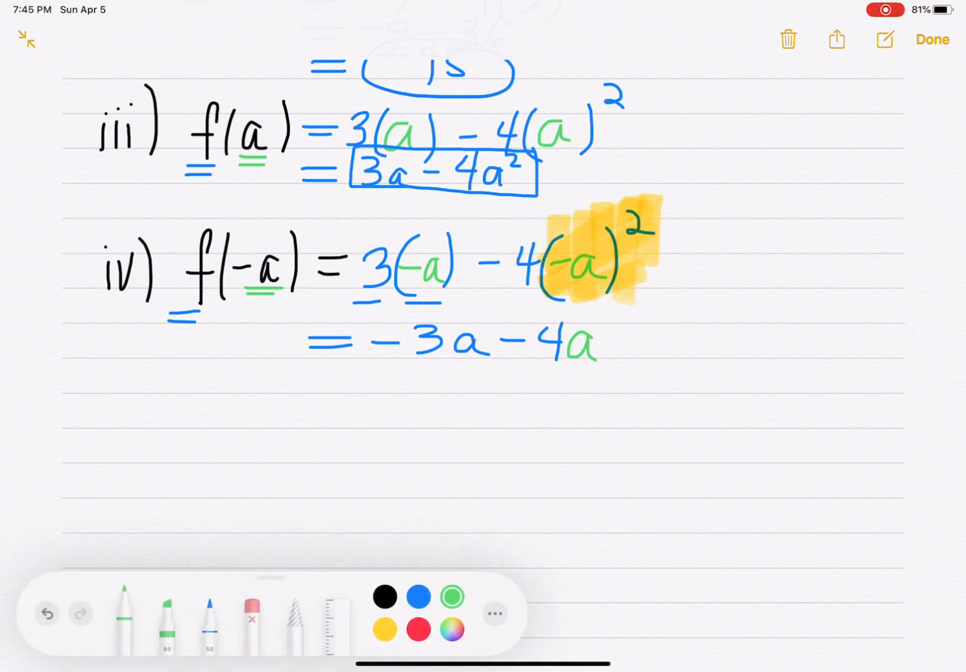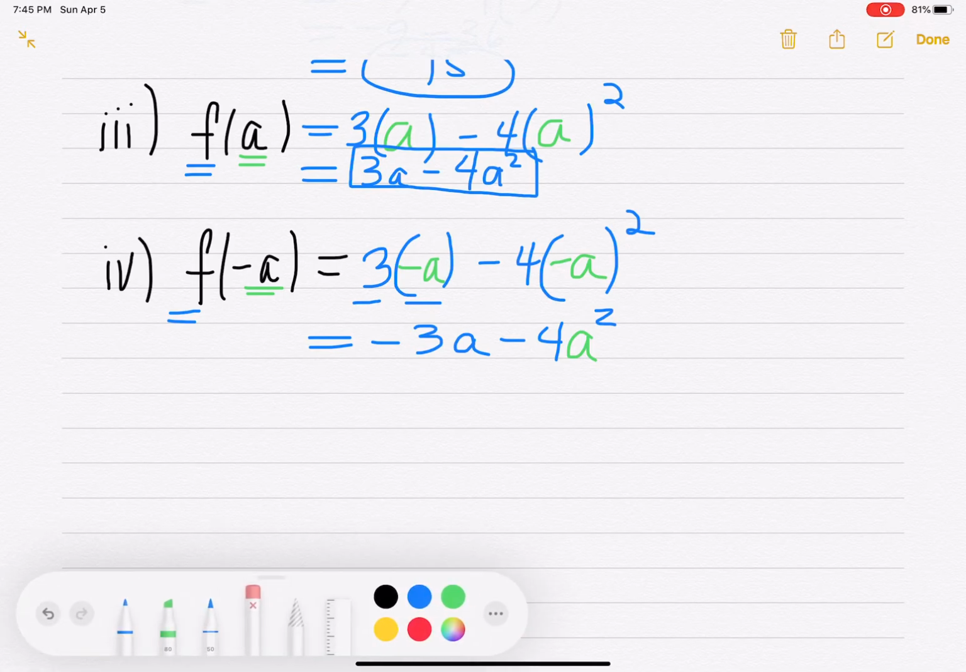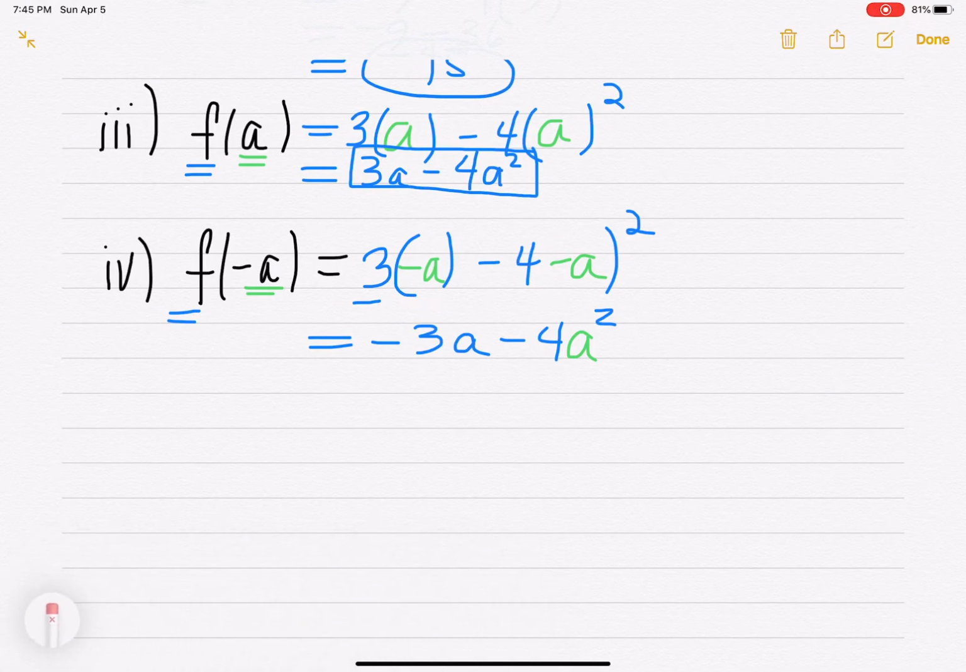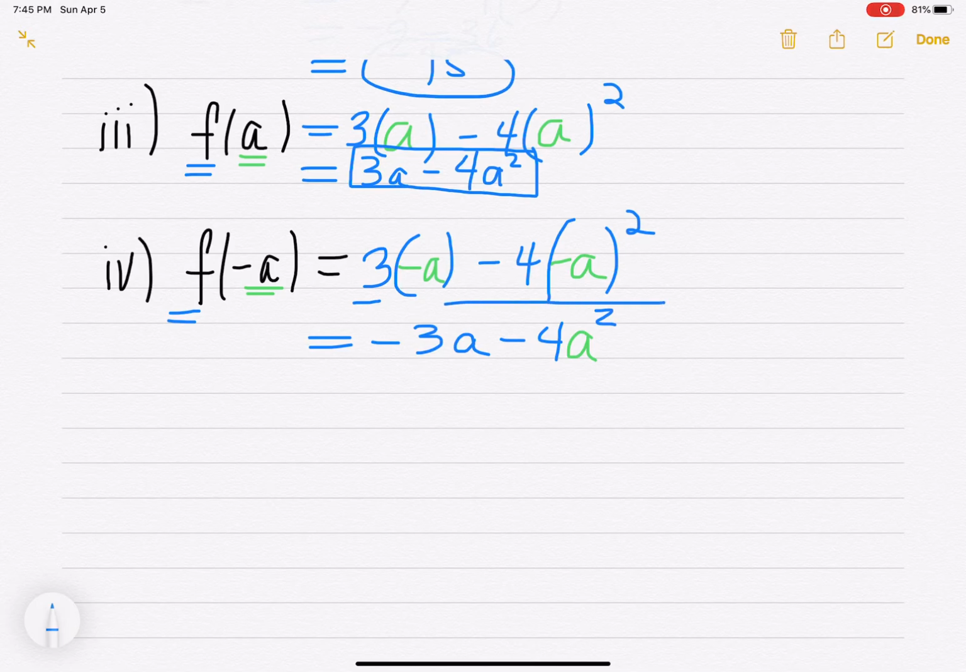A squared. And again, that's because the square kills off the negative inside of the parentheses. So even powers kill off negatives in parentheses. So that's our answer right there.